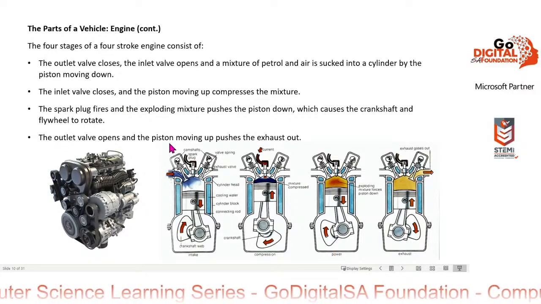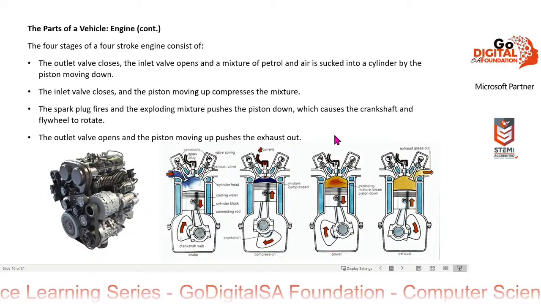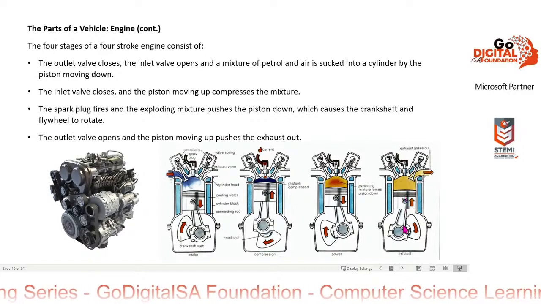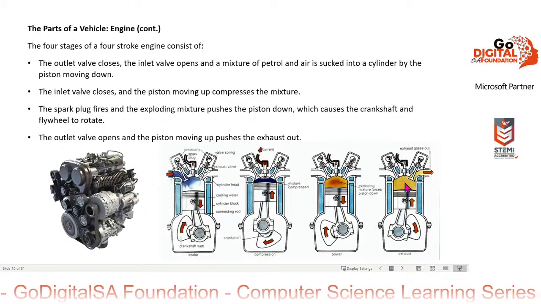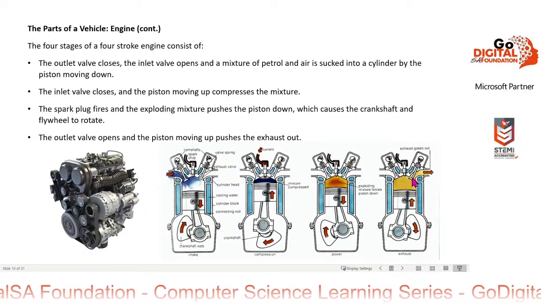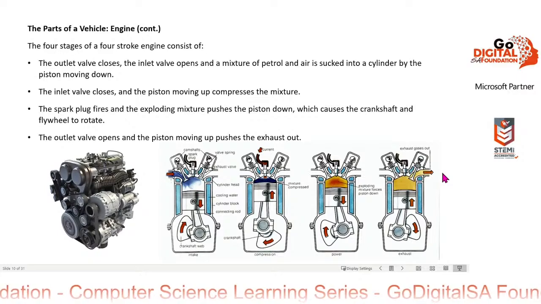The outlet valve opens and the piston moves up, pushing the exhaust out. Okay, here the piston is going up again, and it pushes the exhaust out. The exhaust valve is open, allowing the exhaust to go out.